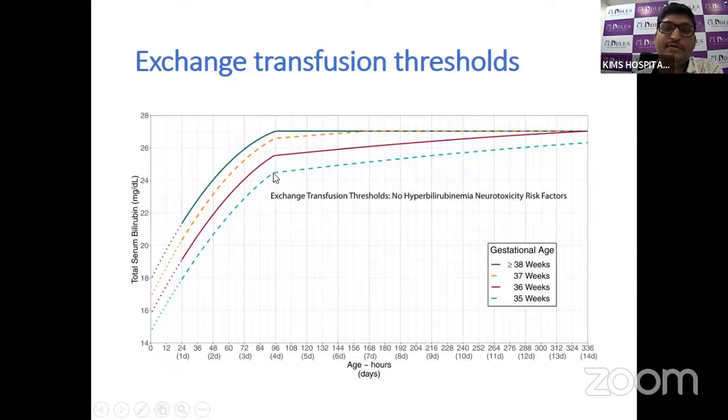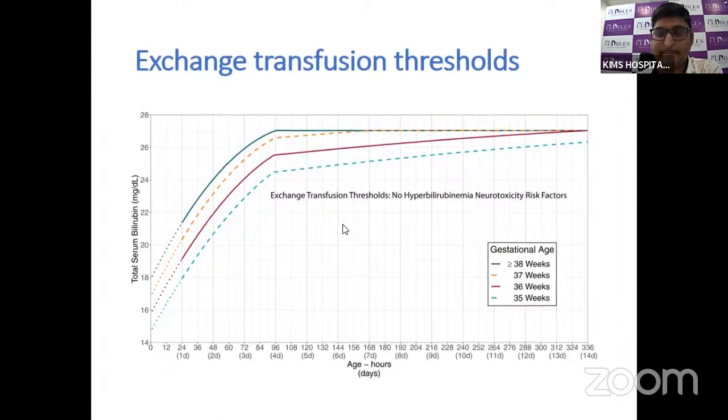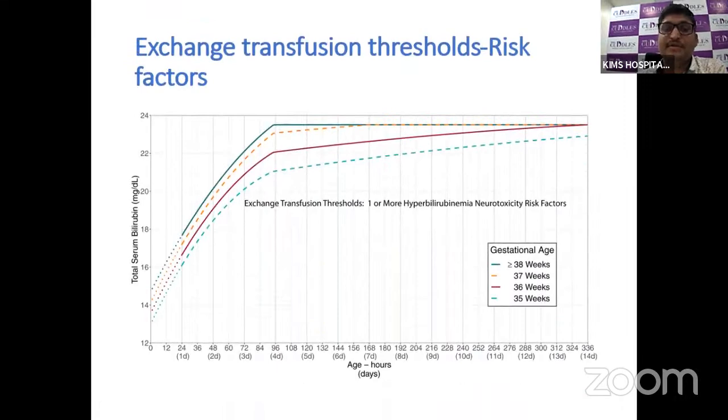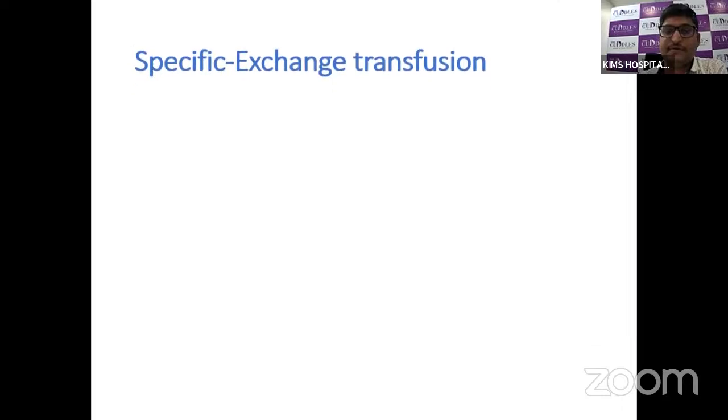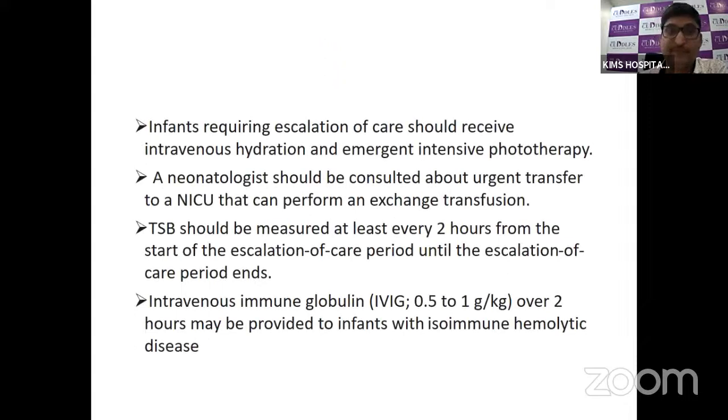Compared to the 2004 American Academy guidelines, these have been increased by 1 to 2 milligram, 1 in the case of the upper threshold and 2 milligram per deciliter for the lower threshold. This is again based on cross-sectional studies from the last 10 years. Generally after 4 years it will remain constant most of the time. These are the exchange transfusion thresholds with risk factors. So what are the exchange transfusion steps that should be specifically followed?